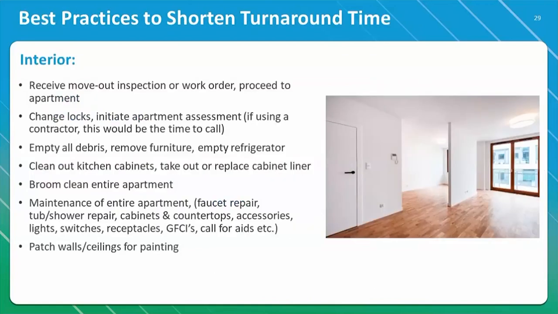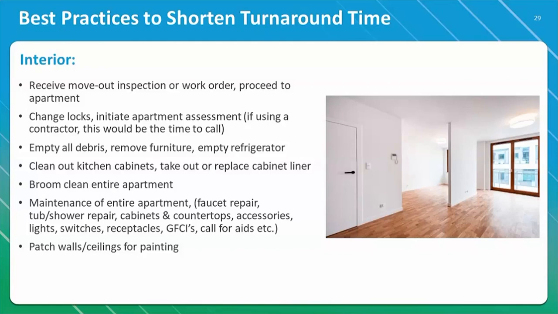Best practices. All right, so for that individual that asked earlier, what can we do on interior? We can receive our move-out inspection or work order and proceed to the apartment. So it's like a checklist. You can change locks, initiate apartment assessments if you use a contractor. Move out all the debris, furniture, empty the refrigerator. So these are kind of things that you can coordinate with the tenant. If the tenant doesn't do it, then that's something that your maintenance staff of course has to backfill.